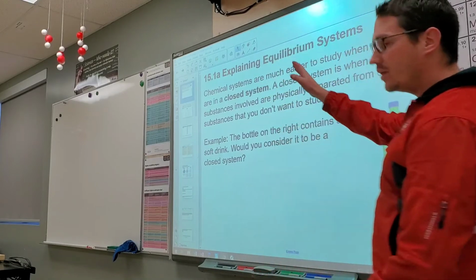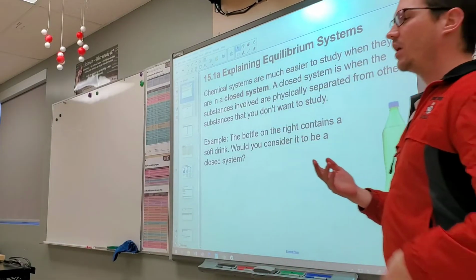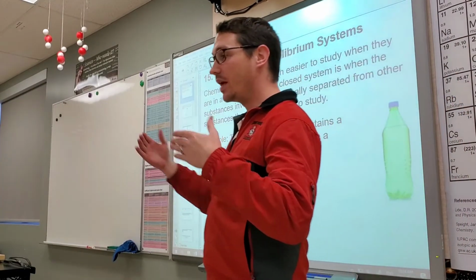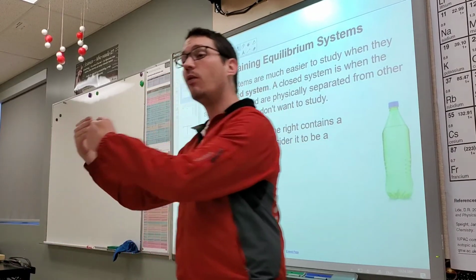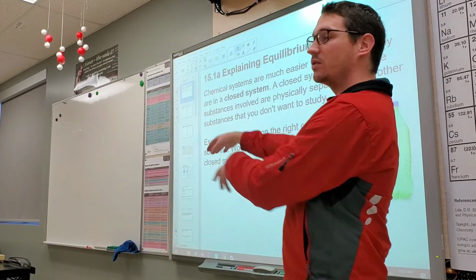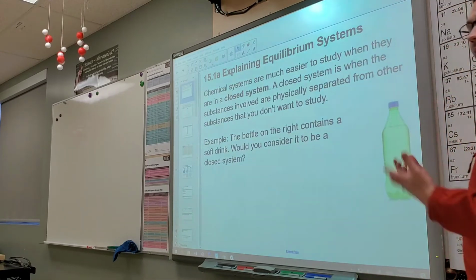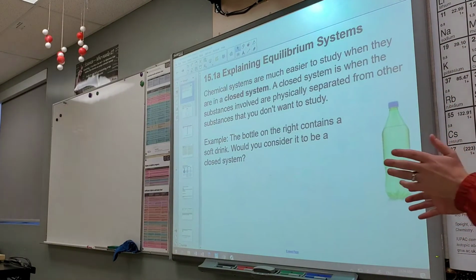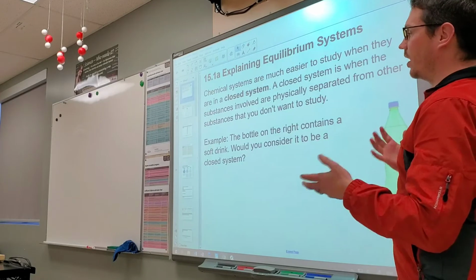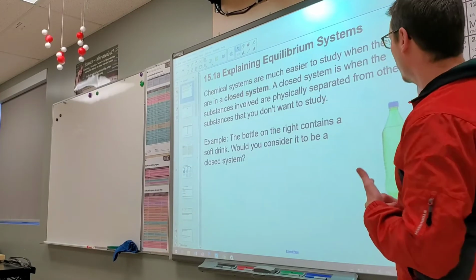So we're going to talk about equilibria. Equilibria are reactions that are reversible. They can go in the forwards direction, but they can also go in the reverse direction. Now we have to learn a little bit about chemical equilibria, and about testing chemical equilibria first.